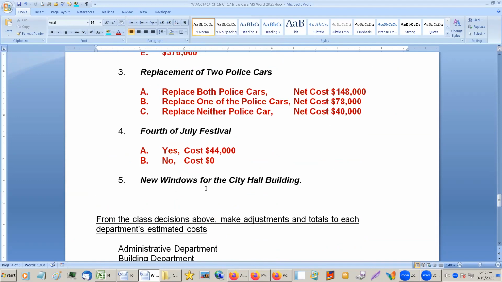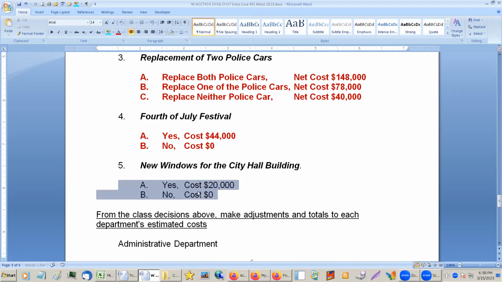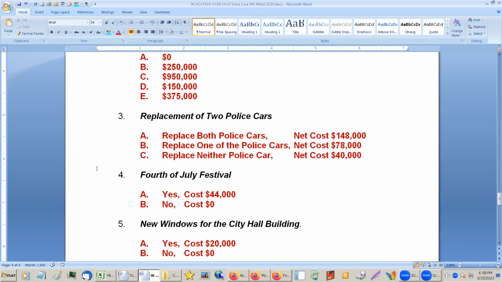So let's put those in as a yes. Cost is $20,000. Two completely rational people may very well come up with different ideas for those. This one has some return, whereas the 4th of July Festival has no actual return other than that you get elected again.